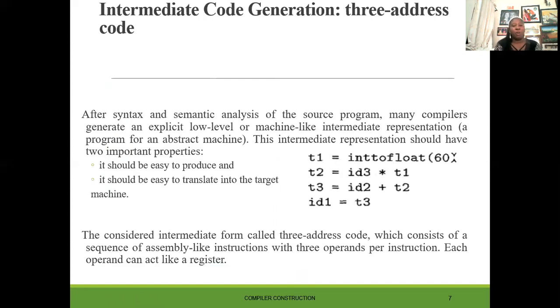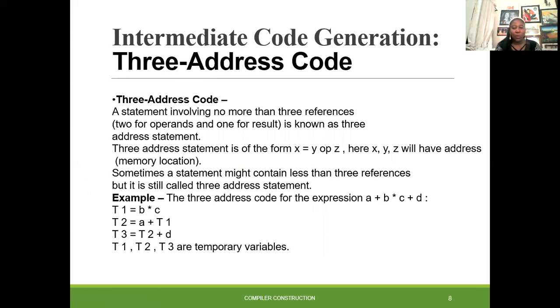Now, the third form of representing your intermediate code is what we call the 3 address code. 3 because you can take a maximum of 3 operands, 1, 2, and 3. You can have less, but the maximum is 3. So you have 1 here, the second one here, and the third one here. Now, we're going to see the representation of this on the next slide.